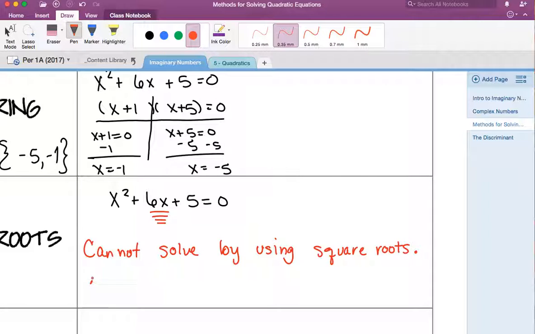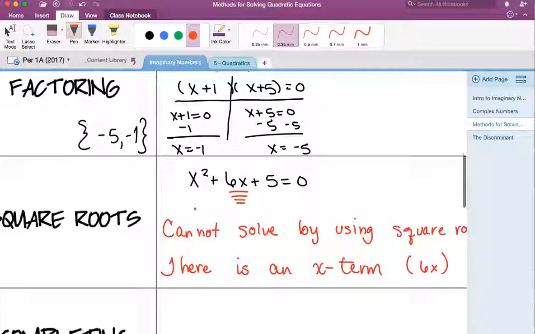Okay, this is why there is an x term. Okay, and that's that 6x. You can't take the square root of that.